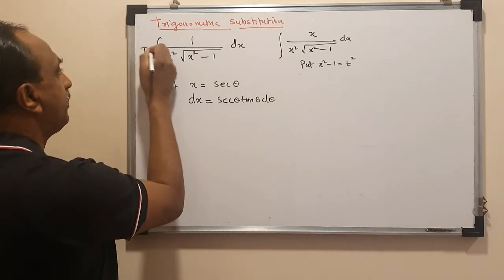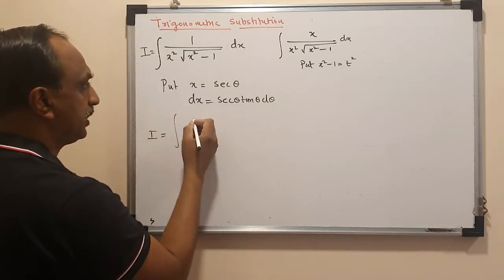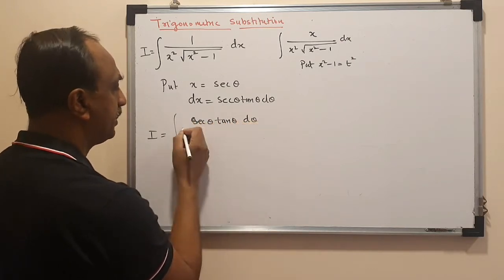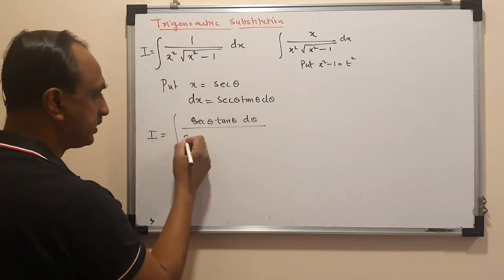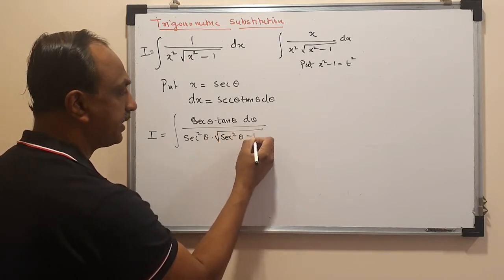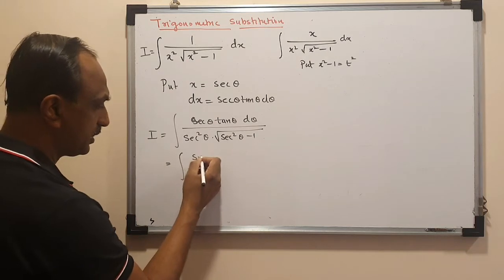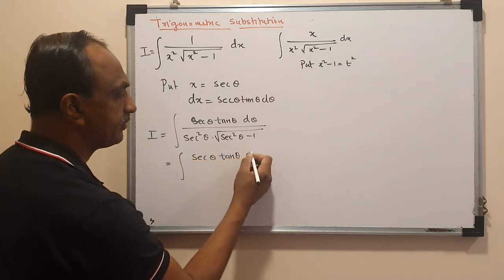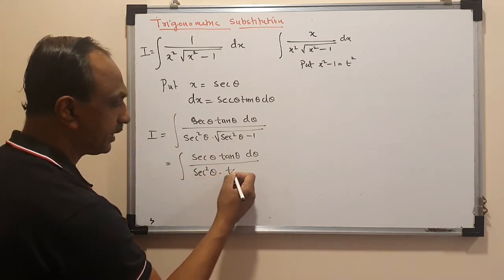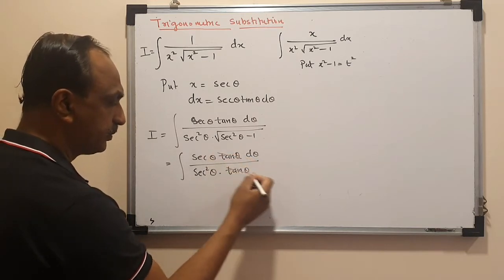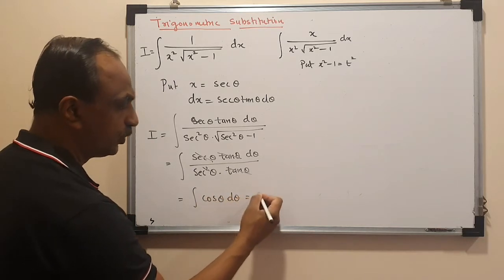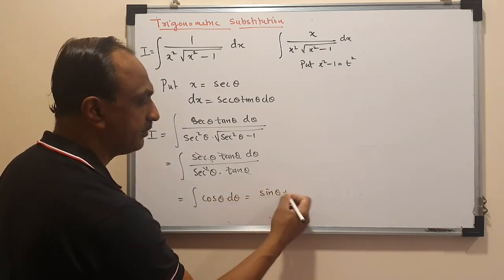So the integral I will become sec theta tan theta d theta divided by, instead of x, sec square theta into root of sec square theta minus 1. This becomes sec theta tan theta d theta divided by sec square theta into tan theta. So I can cancel off both of these. I am left with only cos theta, whose integral is sin theta plus c.